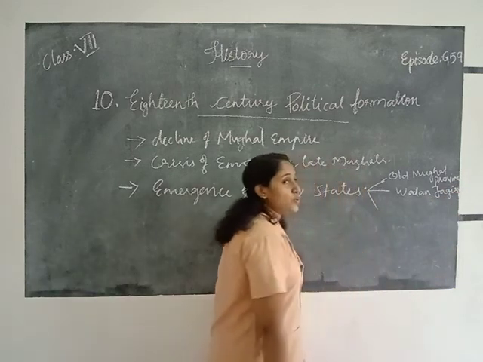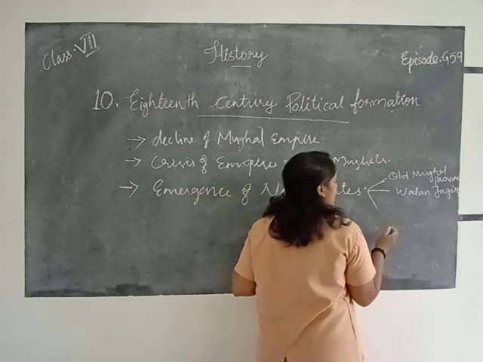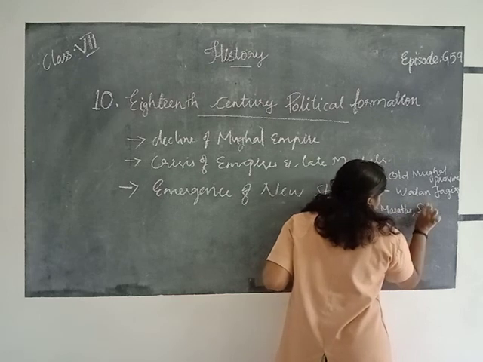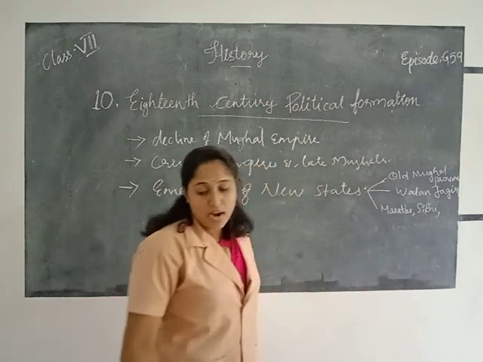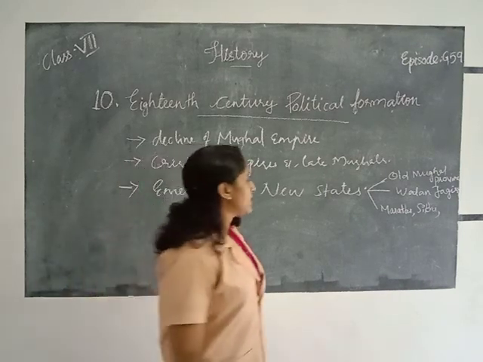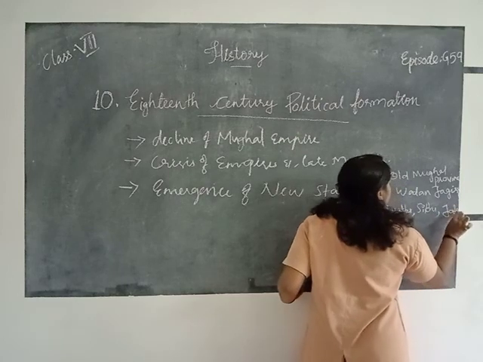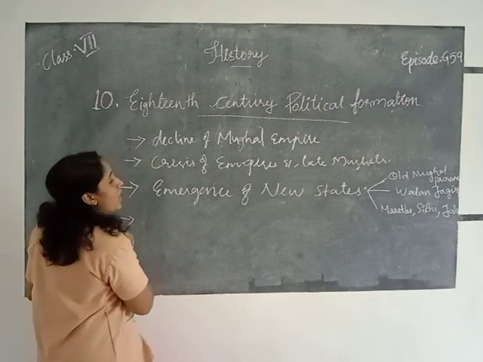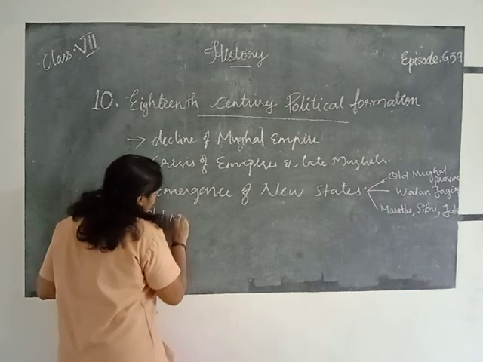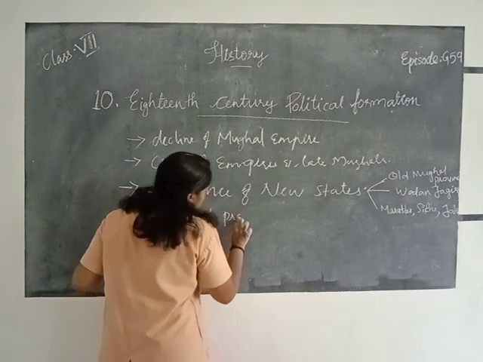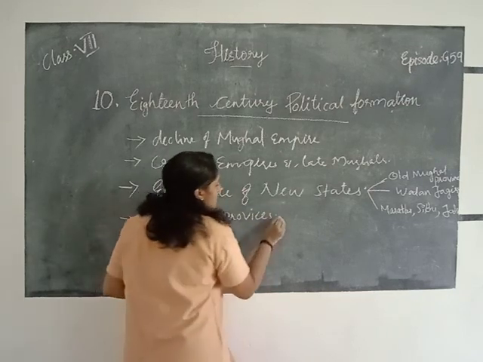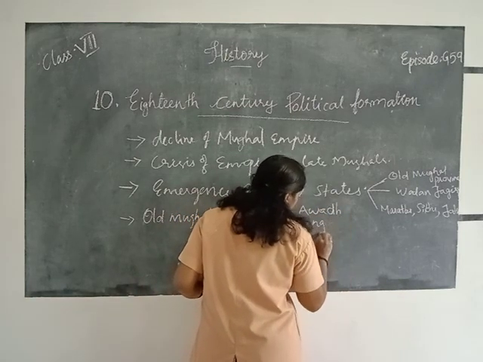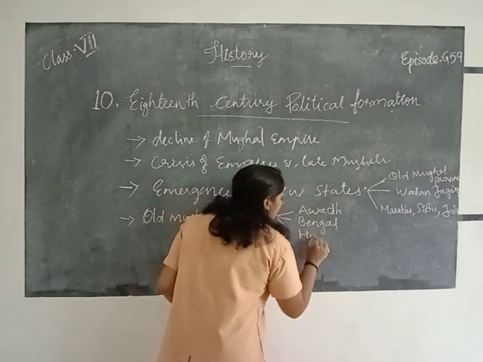And the next group is under the control of the Marathas, Sikhs, and the last one, the Jats, right? These are the three divisions of states. And after that we discussed the old Mughal provinces. Which are they? Awadh, Bengal, and Hyderabad.